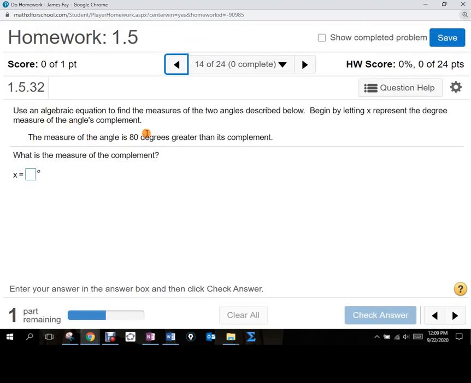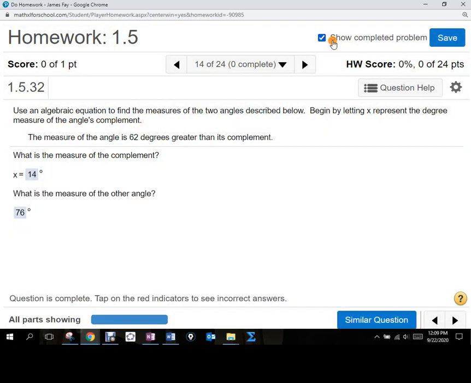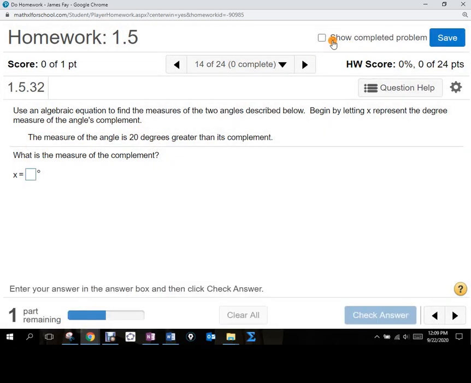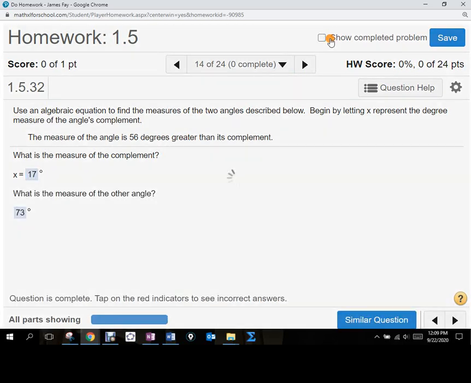So here it says the measure of the angle is 80 degrees greater than, so that would be greater than is addition, right? Okay. See if we can do 80. So question 14 is all going to be ones that say greater than, and they just change the quantity.